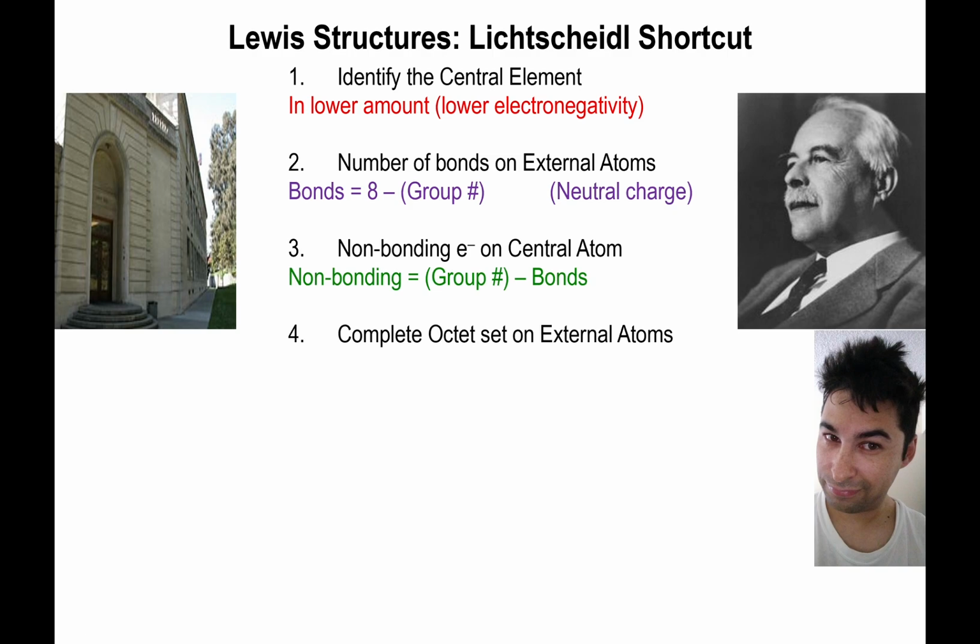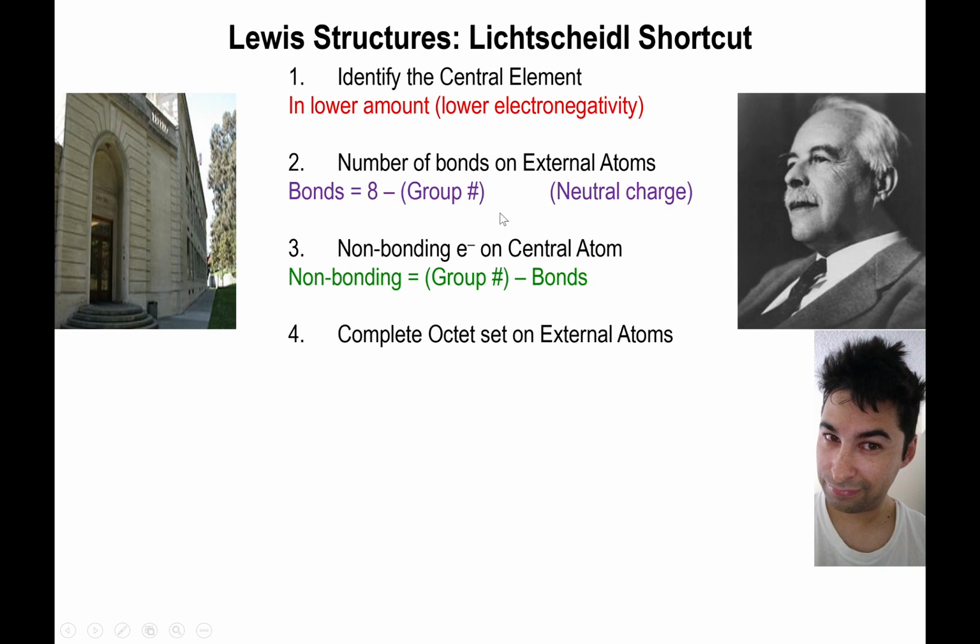And what I do is I go ahead and try to determine the bonds directly bonded from the external element to the central element by using the formula here. Simply, you subtract the group number of the external element from 8. Whatever that number is, that's the number of bonds that I draw from the external element to the central one.